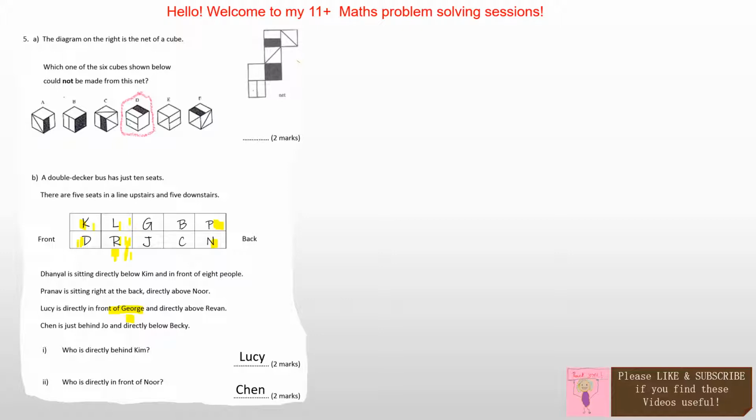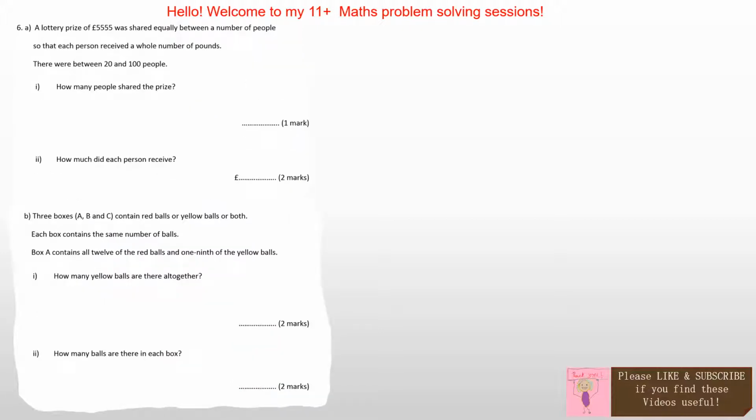Then Chen is just behind Joe, so he has to be here, and directly below Becky. So Chen has to take this place. He is below Becky and behind Joe. So that's how I've put in the people sitting. So who is directly behind Kim? That is Lucy. The person who's in front of Noor is Chen. So that's how I've gone about doing this. If you have any different answer, please leave a comment.